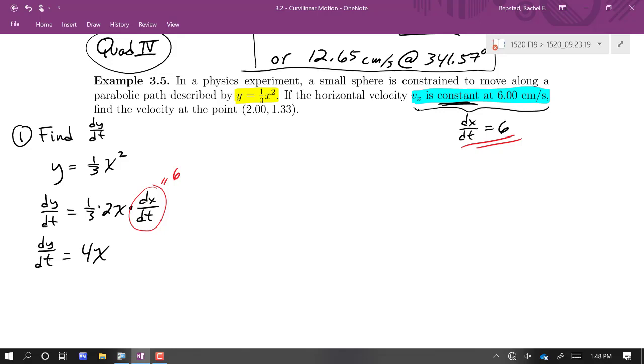Now, they said find the velocity at the point 2, 1.33. Like, that's an xy pair, right? That's something along the path. And dy dt, as we have found, depends only on the x coordinate. So I didn't need to know what time. I didn't need to know what value t. They gave me that point. So I'm just going to pick that x coordinate and throw it in this expression. And then we'll have Vy.